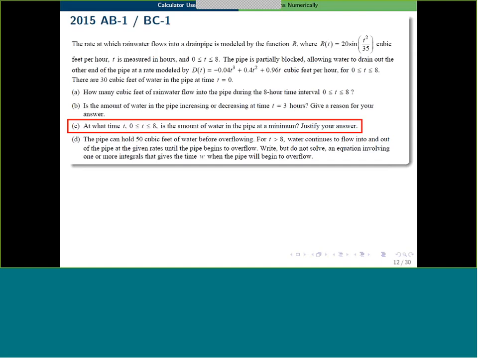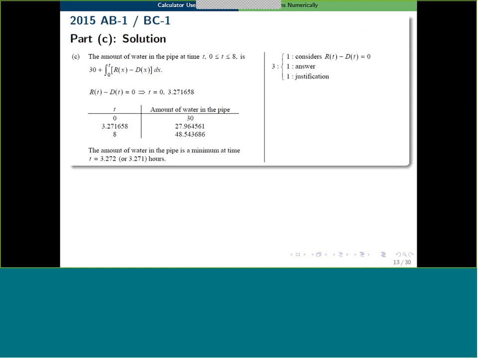at what time is the amount of water in the pipe the minimum. And we're asking the student to justify their answer. This is what the solution looked like on the standard for Part C. It was a 3-point problem. You'll notice the first point here is what I would call a conceptual point, where we want the student to convey to us that they know to consider R(t) minus D(t) equal to 0.